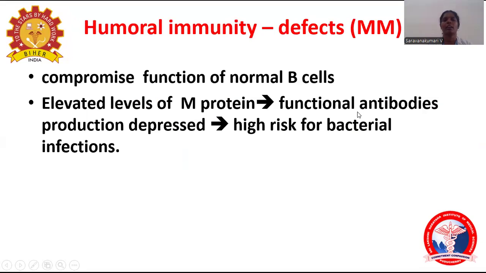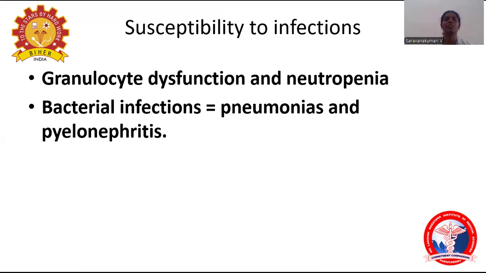Because of this, the defect is in the plasma cells and it will compromise the function of the B cells. So there are elevated M proteins, and these M proteins cause depressed function of antibodies. This leads to an increased risk of bacterial infections, and the patient with multiple myeloma is prone to pneumonia and pyelonephritis. This patient also will have granulocytic dysfunction and neutropenia.